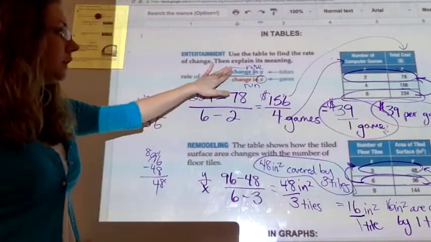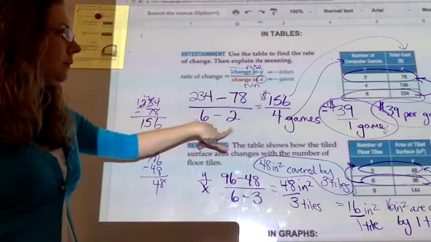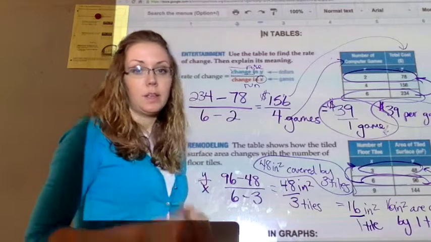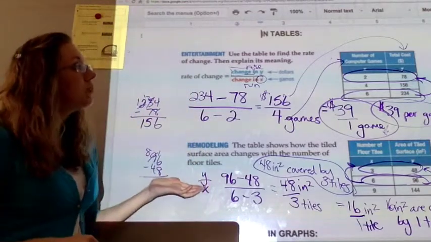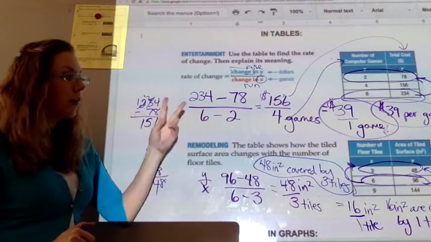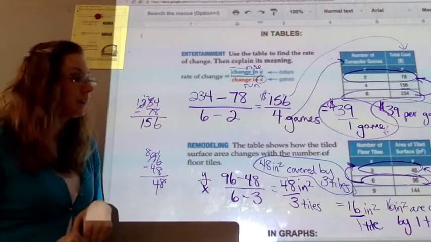Change in y is found by subtracting. Change in x is found by subtracting. We put labels with them and we can write it as a sentence. Okay? That's how we find our slope, or our rate of change from a table. Pick 2 points, subtract your y's as a numerator, subtract your x's as a denominator.